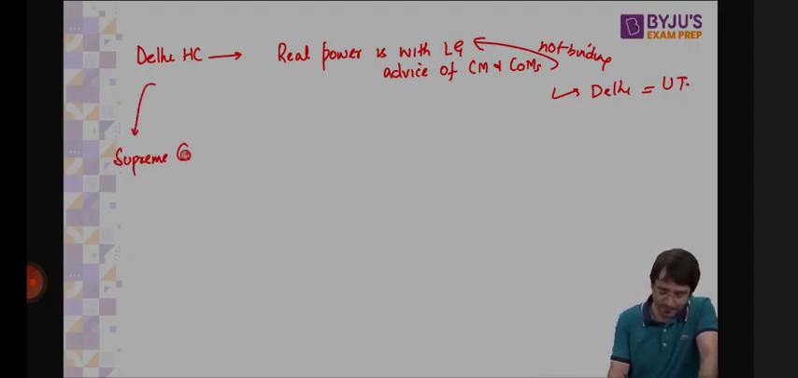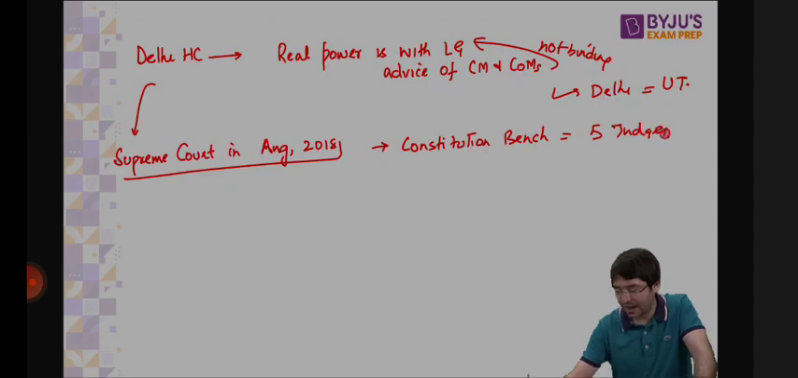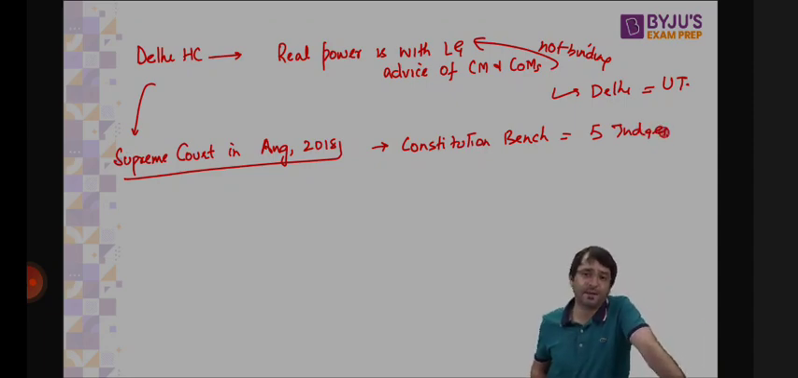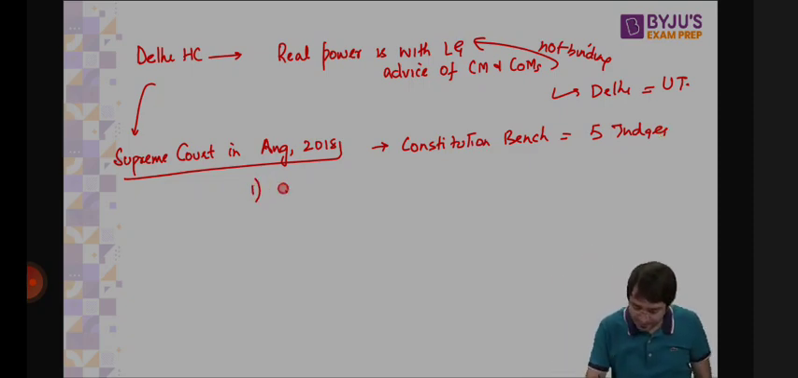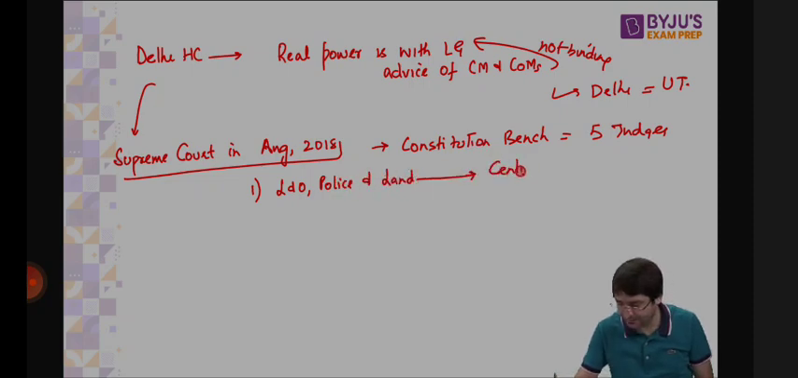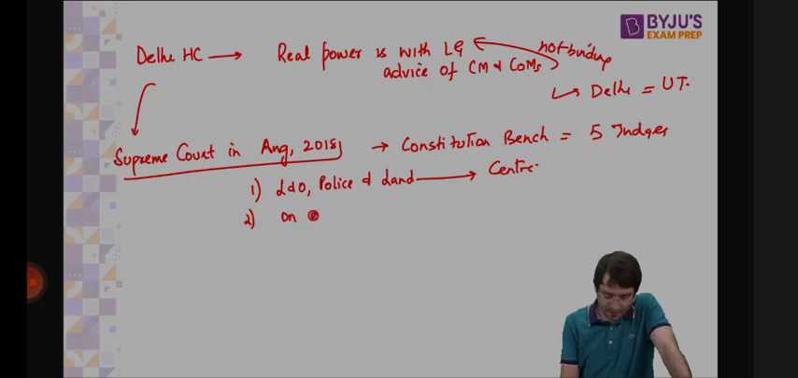Supreme Court, in August 2018. A constitution bench. That means a Supreme Court bench of 5 judges had to decide who is the real power holder in Delhi. The Supreme Court said, we are in a democracy where people's vote is paramount. Number 1, when it comes to law and order, police and land, it will be under the center. That's understood. The Legislative Assembly cannot pass such a law. On all other items, the Delhi Legislative Assembly can make laws.